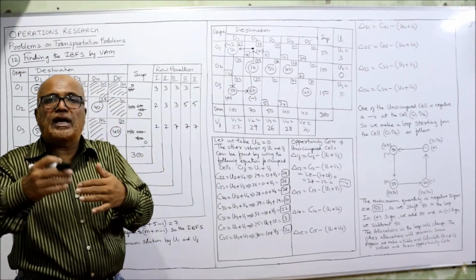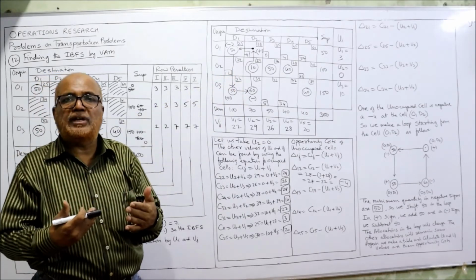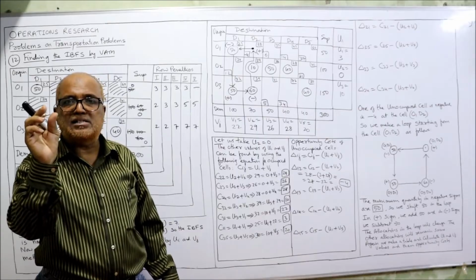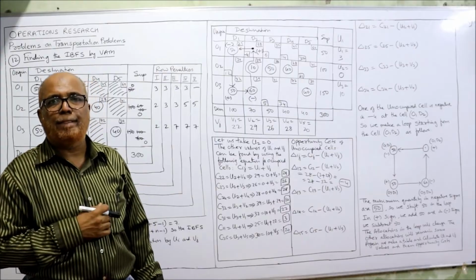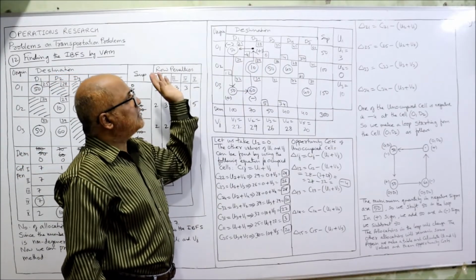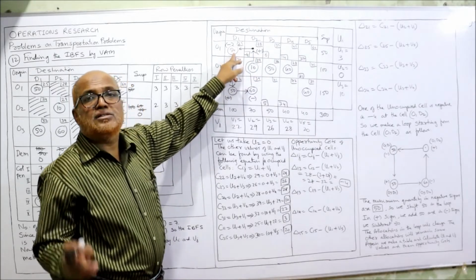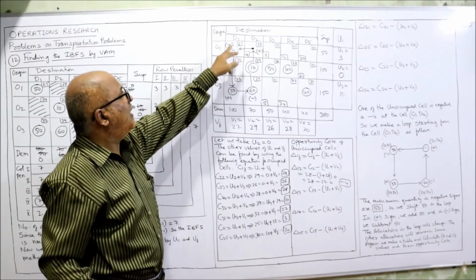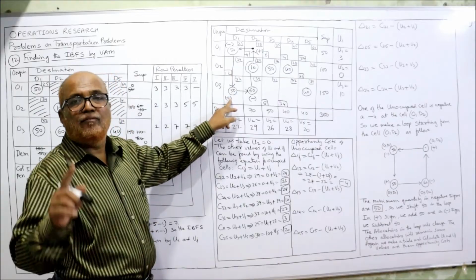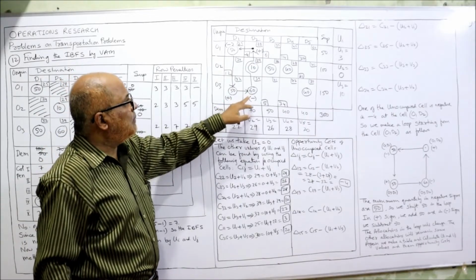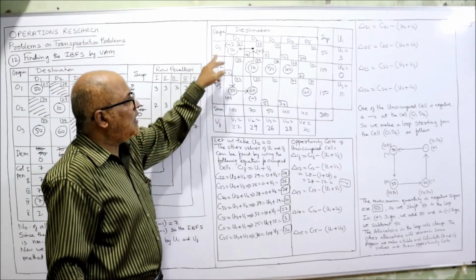Now we reallocate 50 units in this loop. Wherever a positive sign is there, we add 50. Wherever a negative sign is there, we subtract 50. So in the next table, we are taking 50 here, right? Here 50 minus 50, 0. That means we are not allocating in this O1 D1, right? Here plus, so 50 plus 50, we are going to take 100. Here 60 minus 50, we are going to take 10. Like this, we are changing in this loop.